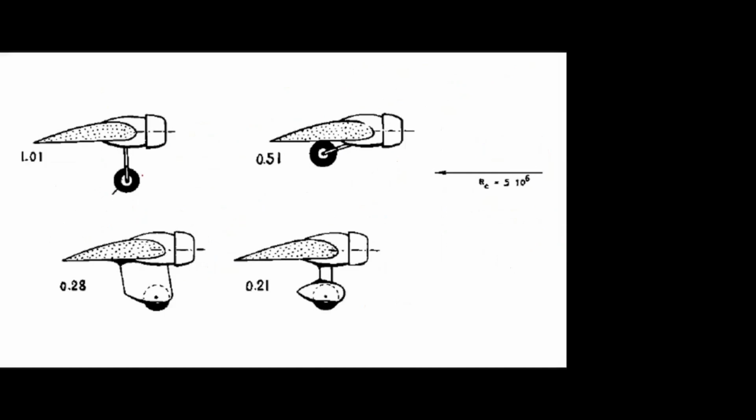Here also it is fixed type. The drag is 1.01, and if it is retractable, the drag is reduced to 0.51 because it is a smaller aircraft. There is no space inside the wing, so they can retract just below the wing only. It cannot be taken inside the wing, so it is 0.51. And if you give the thick fairing, which covers both strut and the wheel, it is further reduced to 0.28. And if you go for the thin, separate fairing for the strut and the wheel, it is further reduced to 0.21.